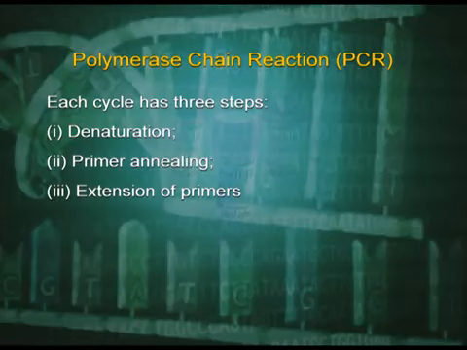In the polymerase chain reaction, each cycle has 3 steps. The first step is denaturation. The second step is primer annealing and the third step is extension of primers.